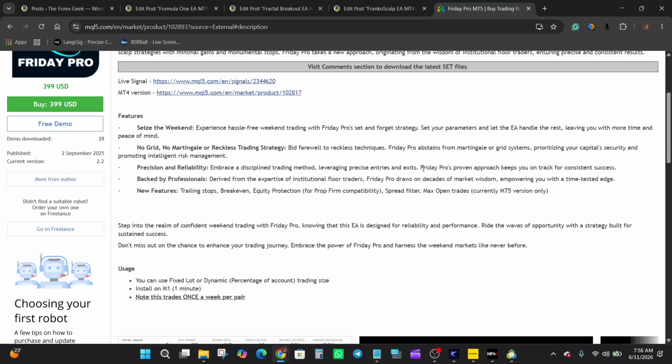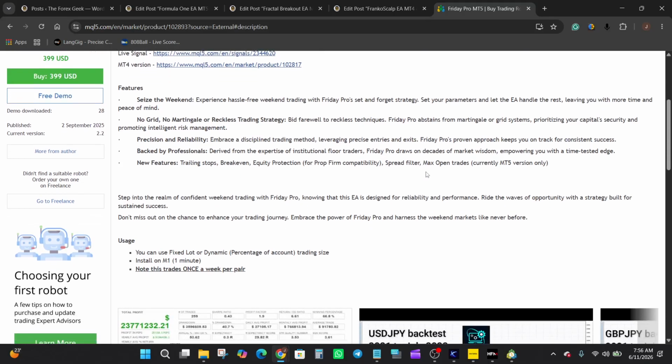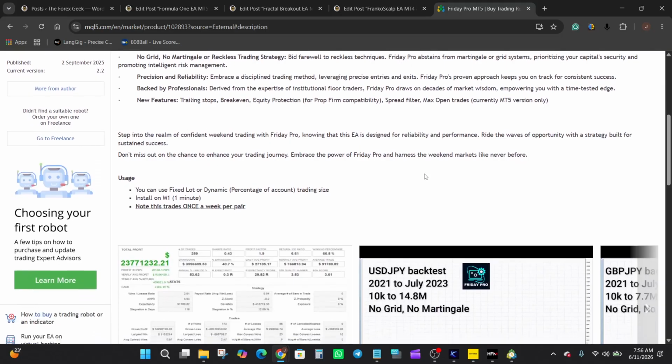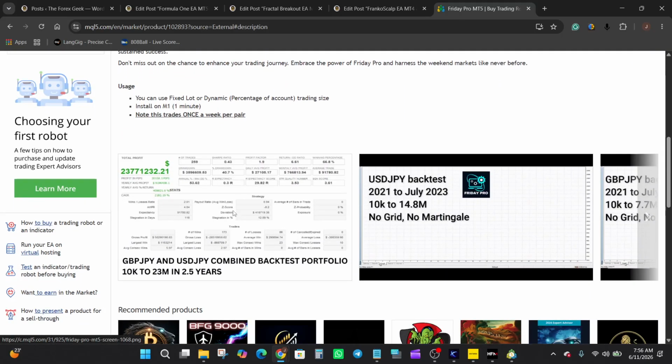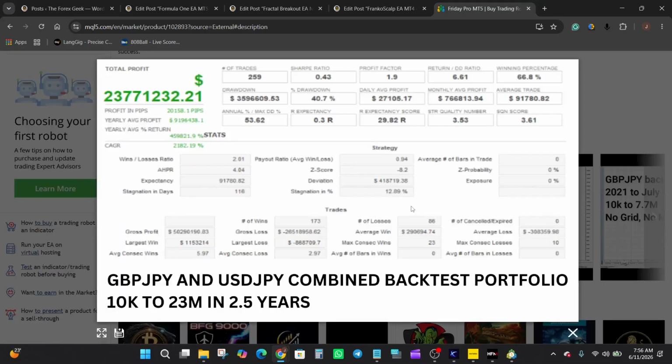So moving into the backtesting and analysis section, the marketplace information provided here gives us some important detail, some reports. We can see that this image shows us GBP JPY and USD JPY combined backtest portfolio, 10,000 to 23 million in 2.5 years.